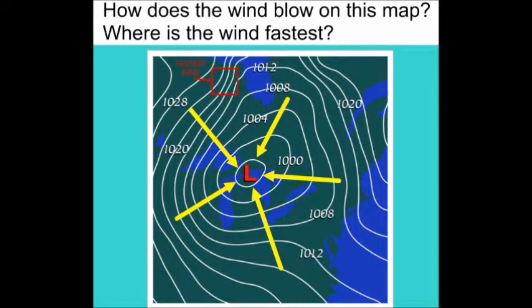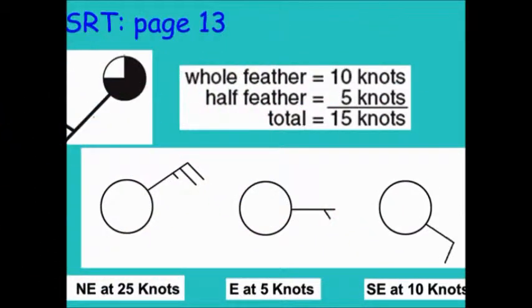On page 13 of your reference table, there are these symbols for how wind is portrayed on a map. The line coming off the circle shows which way the wind is coming from, and then the little lines coming off of that indicate the speed of the wind. Wind is measured in a unit called knots, and a full feather equals 10 knots, and a half feather equals 5 knots.